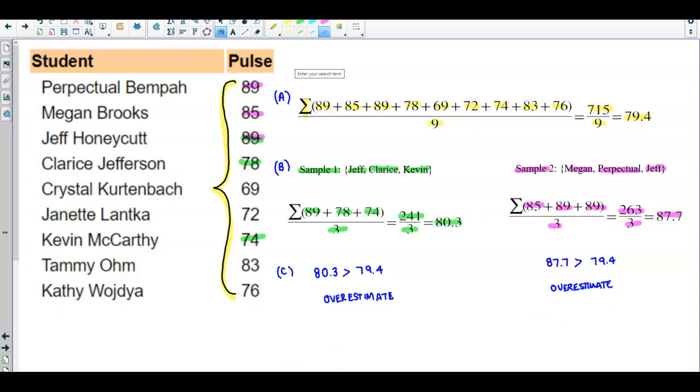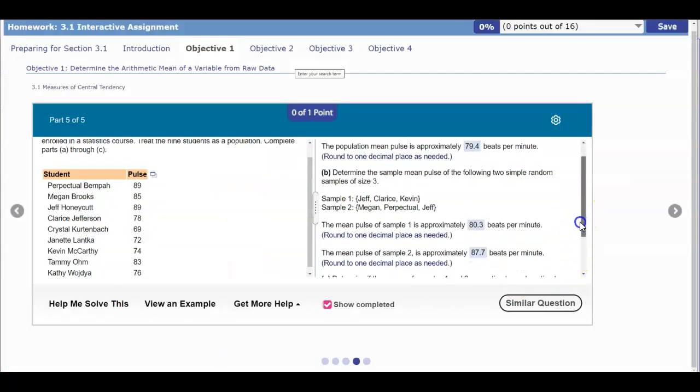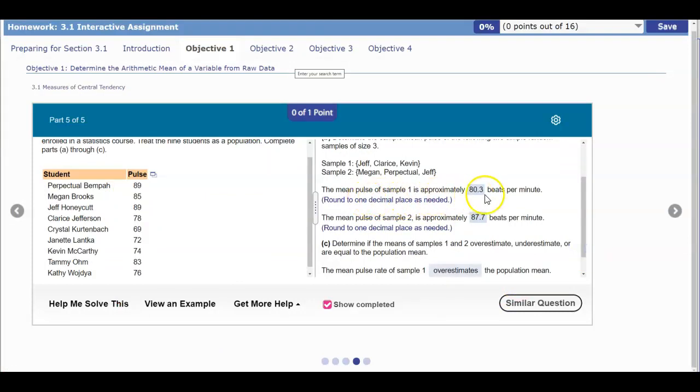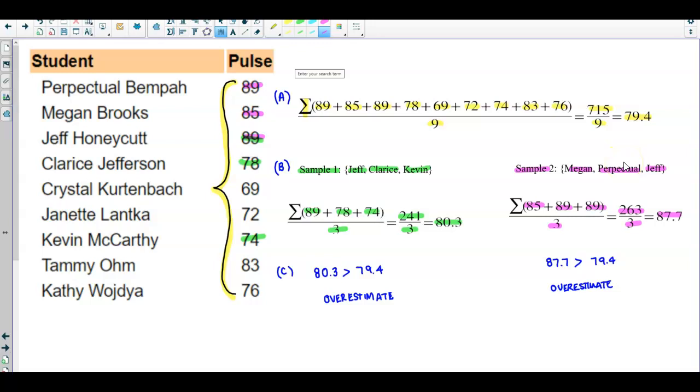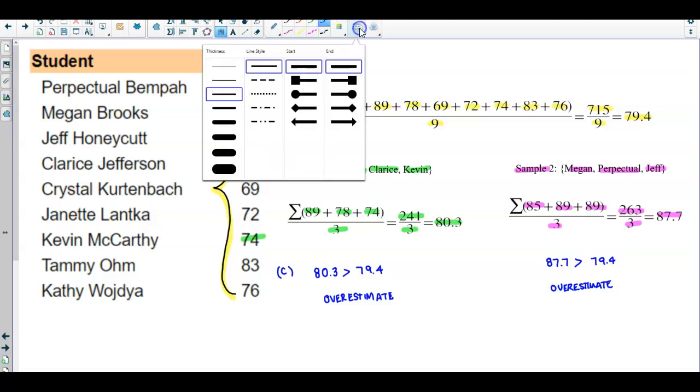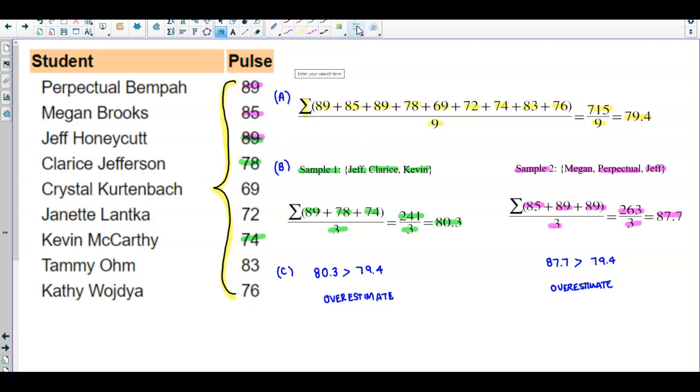Okay, now the last question asks the following. So again, here is our 80.3, 87.7. In part C, it says determine if the means of samples 1 and 2 overestimate, underestimate, or are equal to the population mean. So let's write out our symbols, because I think it's important to understand what the symbols for each of these are. Now, this is the population. So the population mean is mu, which is equal to 79.4.